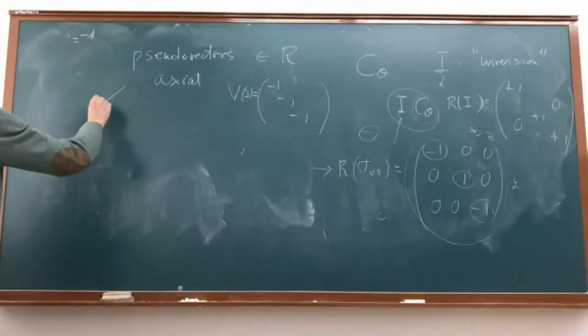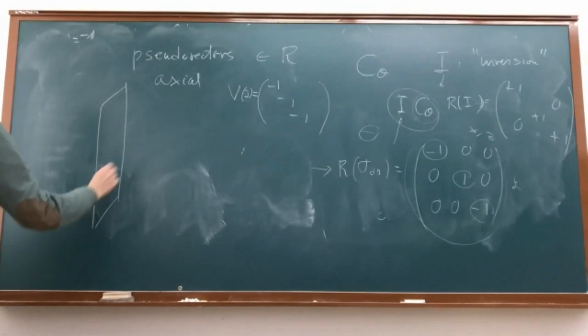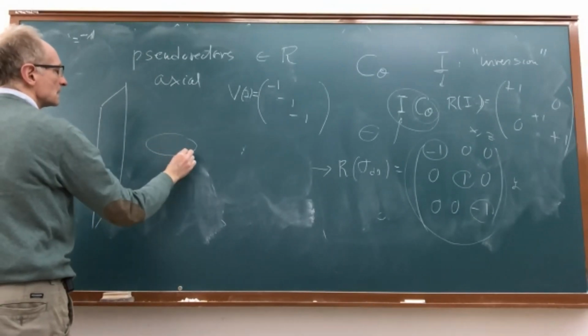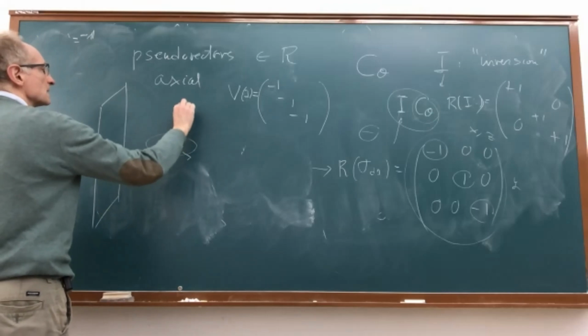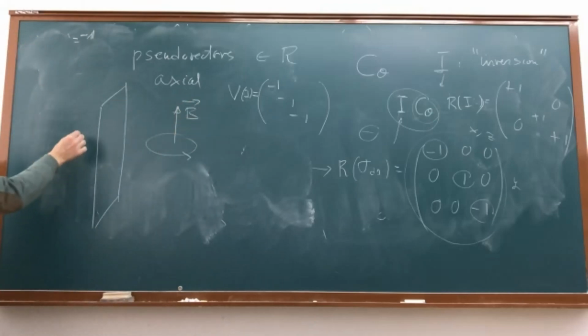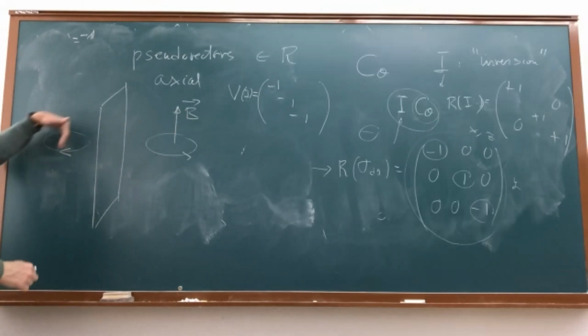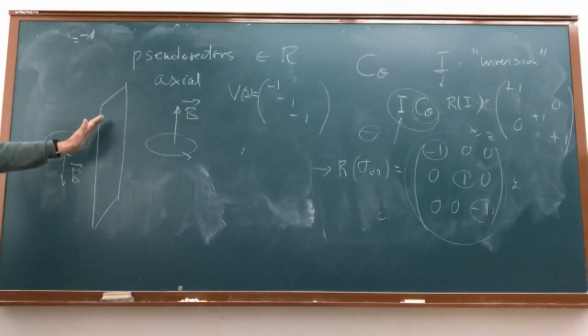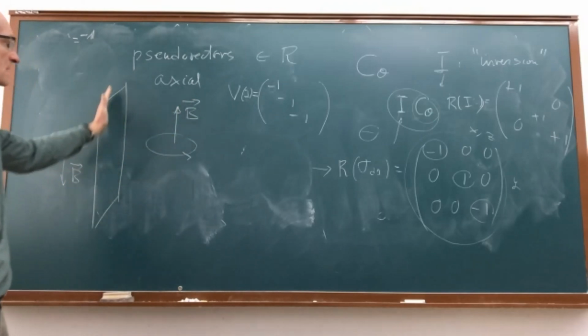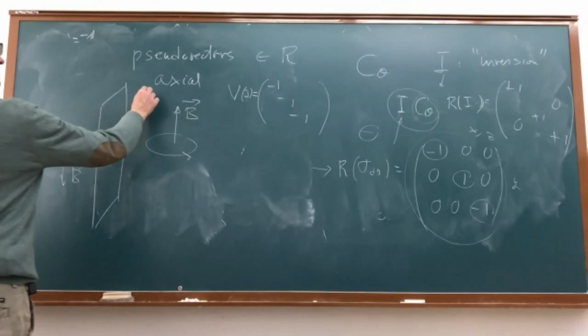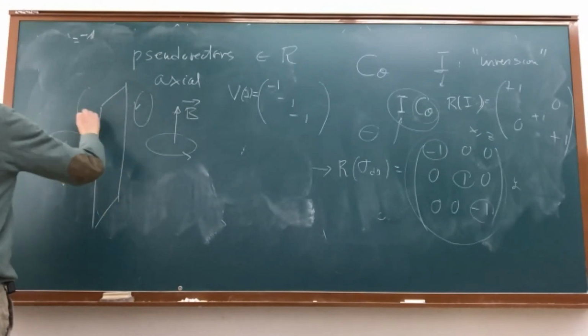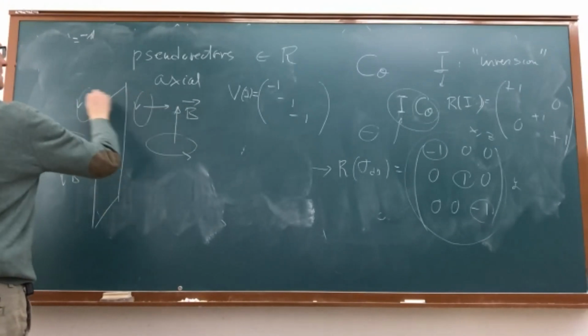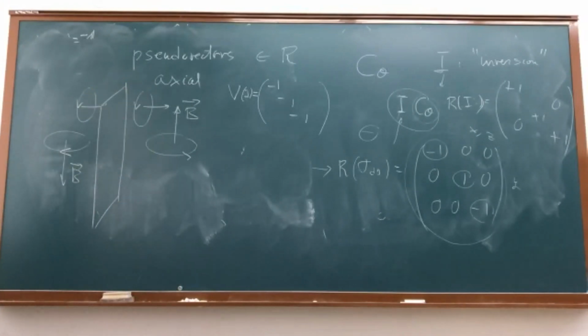Assume that I have a mirror like this, and here I have a current. And this current is creating this magnetic field. Now, if I see the current in the mirror, the current goes like this. So it's creating a magnetic field like this. So parallel components of pseudovectors change sign. Perpendicular components, if I do the same thing, you see that this doesn't change. So this is a bit counterintuitive, but that's the way things are.